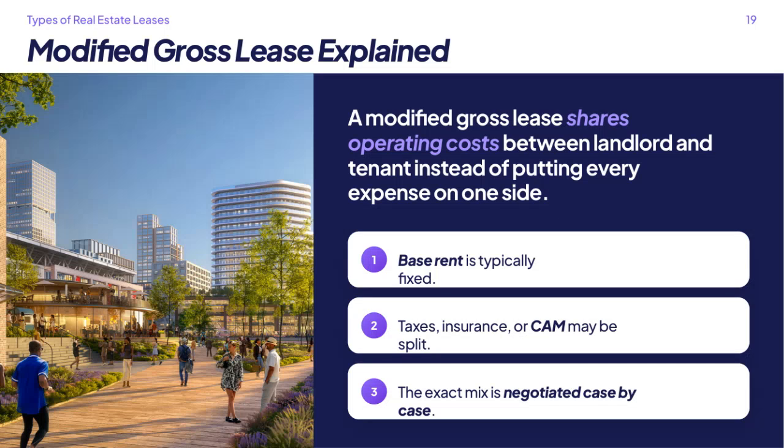Now let's talk about the modified gross lease, which is a common type of real estate lease. In this arrangement, operating costs are shared between the landlord and the tenant, rather than one party being responsible for all expenses. Typically, the base rent is fixed, providing some stability in the tenant's payments. However, certain costs like taxes, insurance, or common area maintenance fees, often called CAM charges, may be divided between both parties. The specific way these costs are split isn't set in stone. It's negotiated on a case-by-case basis to fit the needs of both landlord and tenant. This flexibility is really the key feature of a modified gross lease.